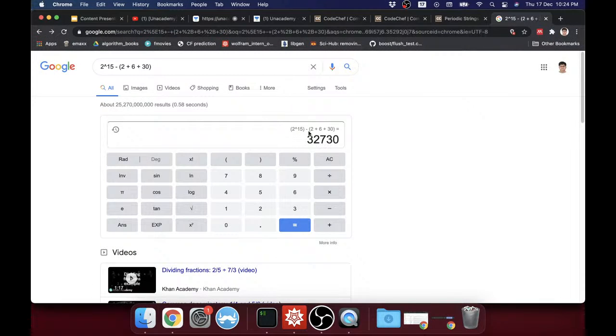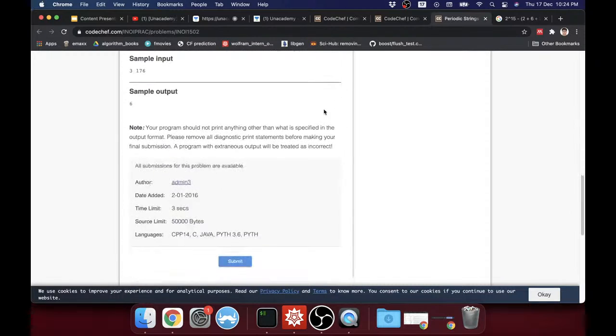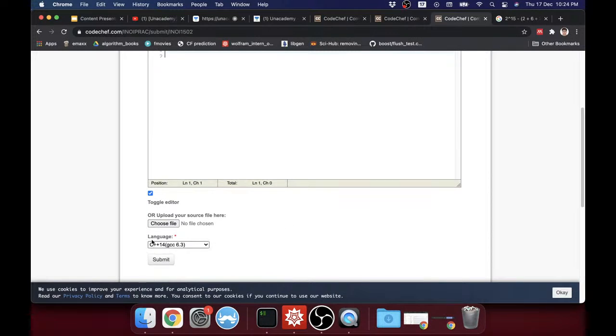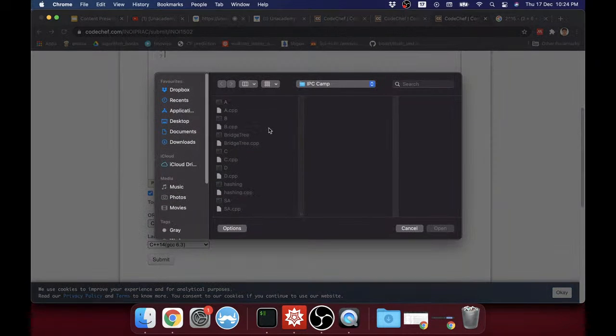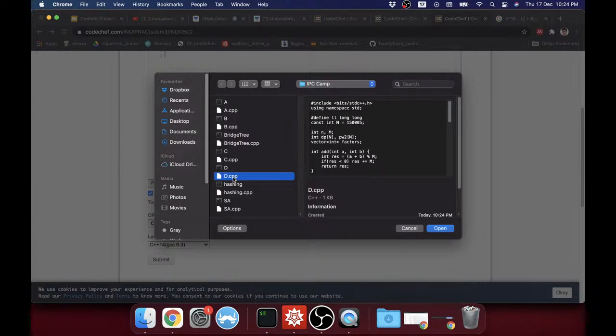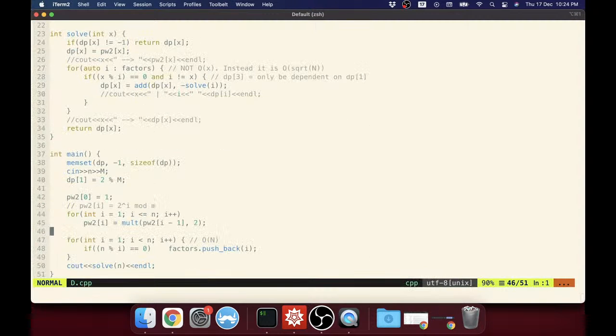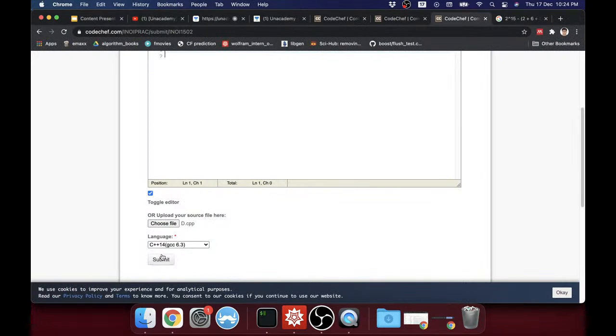Yeah, 32730 matches with our estimation. You could have just calculated this on paper and pen. I did it mentally, yeah. So let's just go through this once. Yeah, looks good.